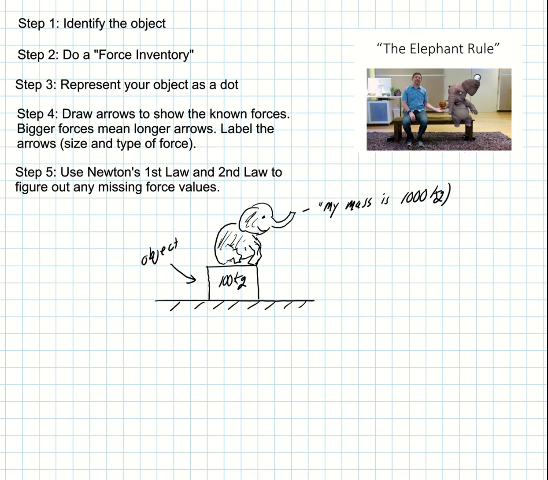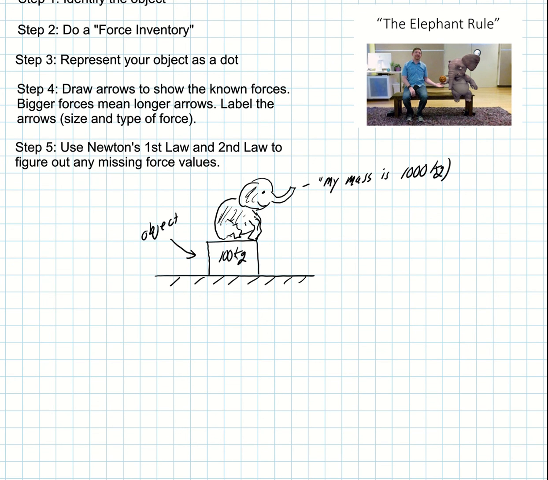We know our object is the crate. Done. We're going to do a force inventory. So I'll do that down here. Force inventory. Okay, so the earth pulls down on everything on the earth, and it's going to pull down on our object. Don't get distracted. I know the elephant is more interesting than the crate, but our object is the crate. So this is going to be a gravity force, and it's going to be the earth pulling down on our crate.